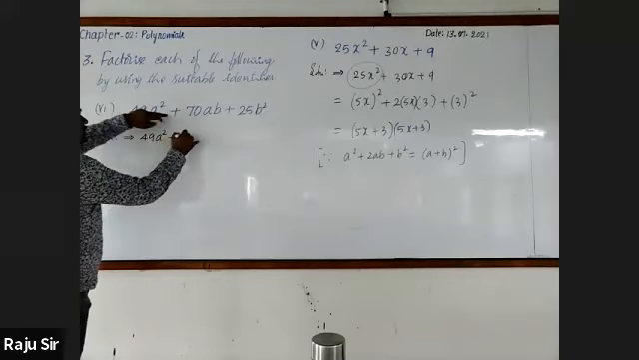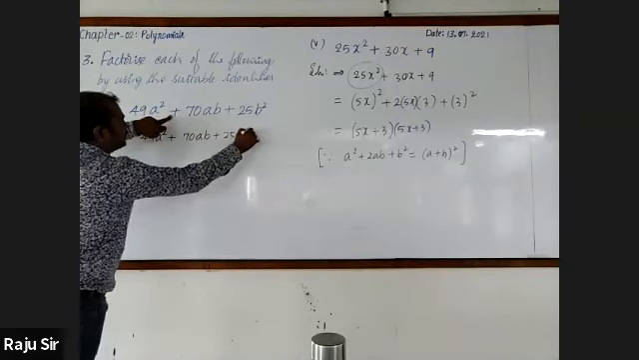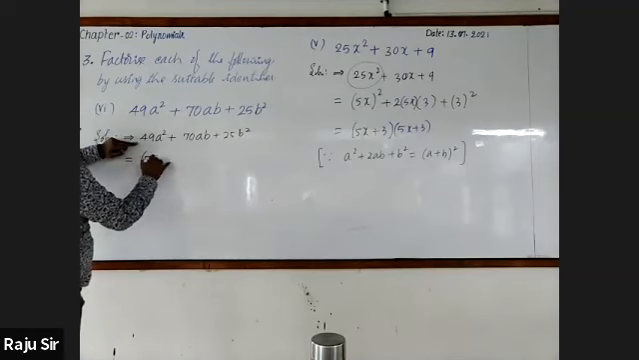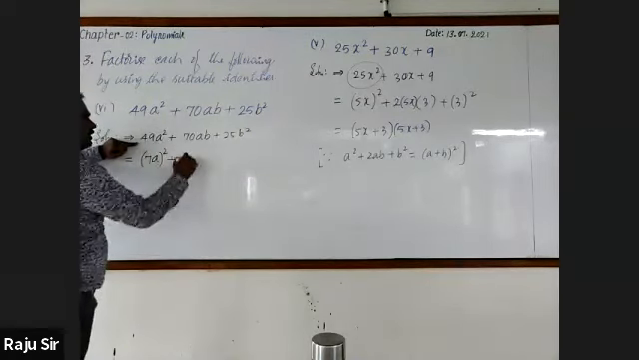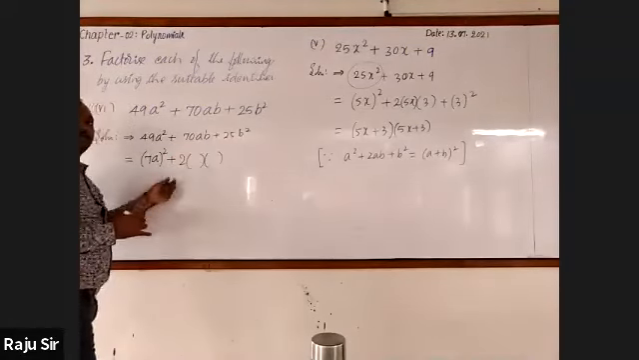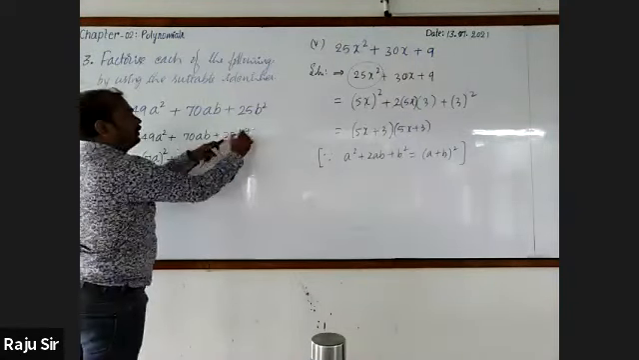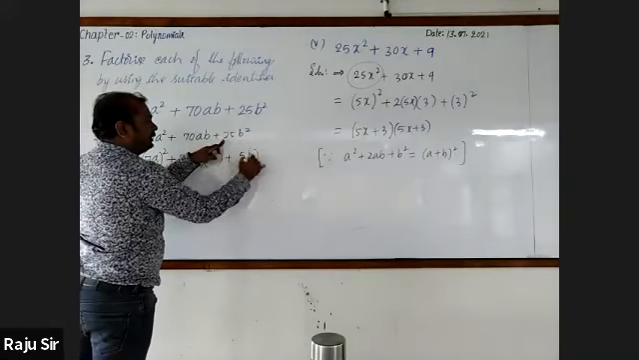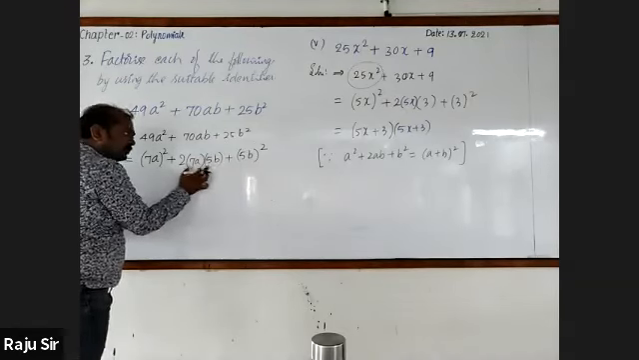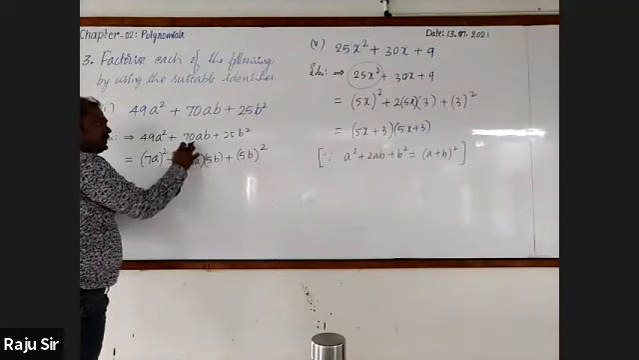49a square plus 70ab plus 25b square. First term is a perfect square. We can write it as 7a whole square. The second term is of the form 2ab. The last term, 25b square, is 5b whole square. I'll write that 5b here. Now multiply for the middle term: 5 times 7 is 35, 35 times 2 is 70, 7a into 5b, 70ab.